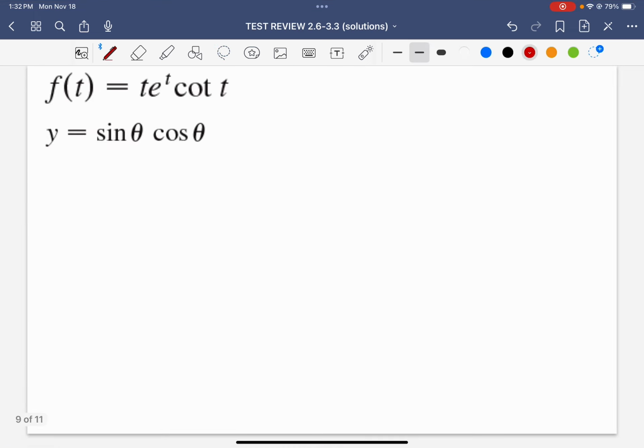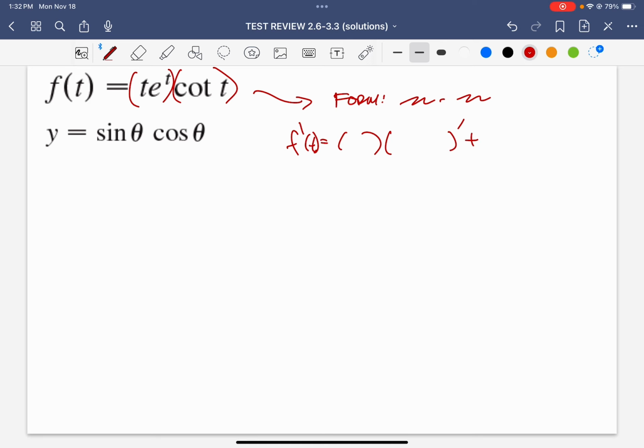Next is t e to the cotangent of t. This one's form is stuff times stuff, because I'm really going to see it as this times this. So it's going to be the first times the derivative of the second plus the second times the derivative of the first.